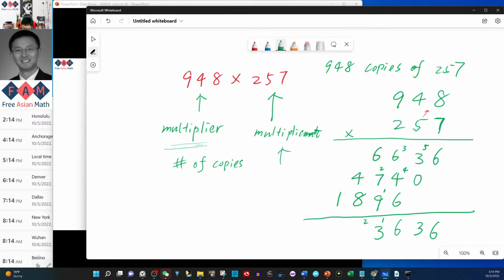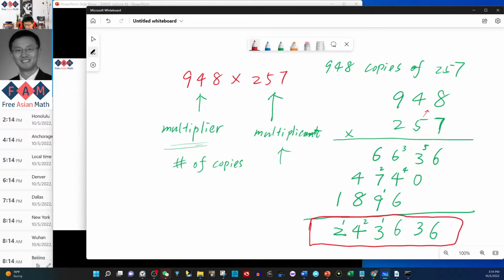So 4, 2, 8. 8 plus 2, that's 10. 10 plus 4, that's 14. So there is a carrying 1. Now this one, I do need to write it because there is a digit there. So 1 plus 1, of course, that's 2. So finally, the answer for this complicated multiplication is this.